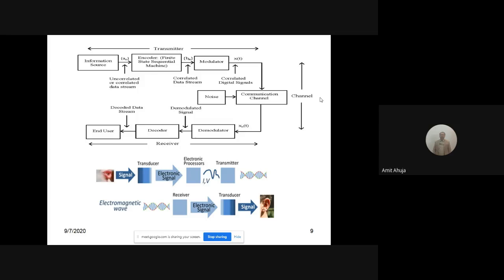Now, what type of randomness does it introduce? So channel is not linear. It is non-linear. Non-linear means it is not behaving in the similar way for all the amplitude, all the phase, all the frequency. That is non-linearity.